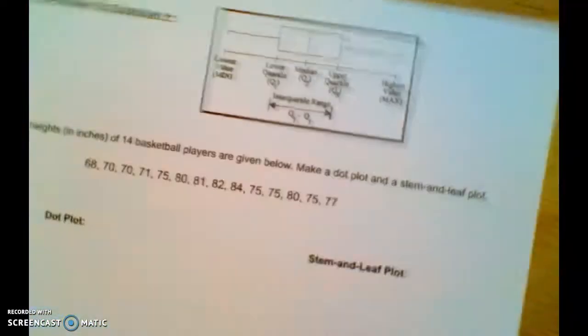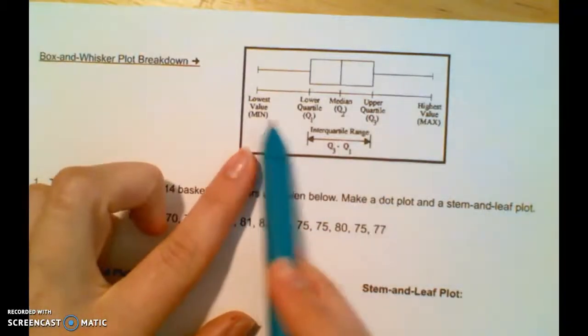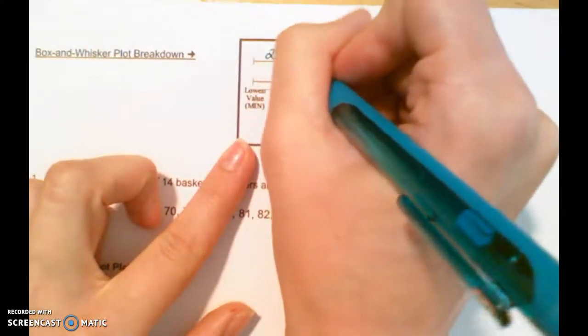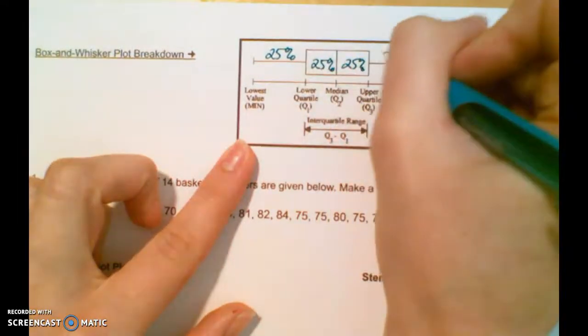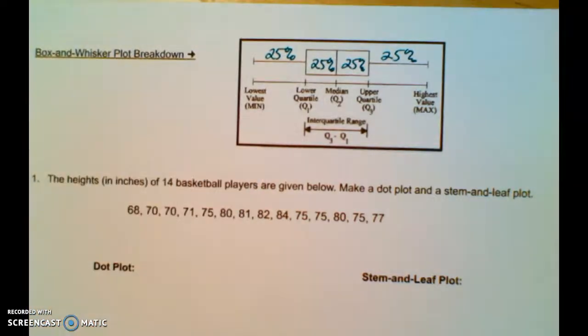So let's look at some examples. Oh, real quick, before the examples, on the next page, here is the box and whisker plot breakdown, just in case you want to see it again. One thing this is missing is the fact that there's 25% of the data in each of these sections, okay? So you can go back and look at that if you need to.